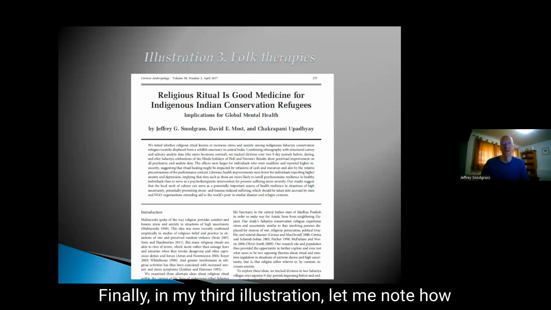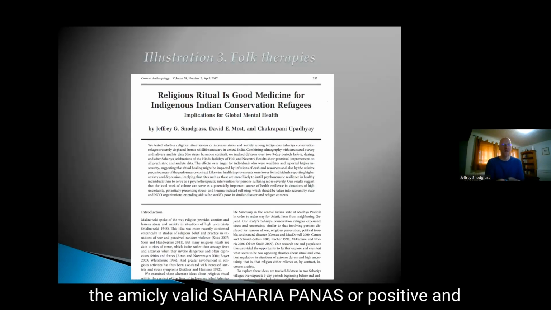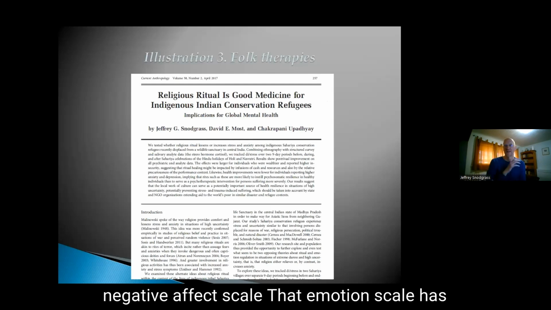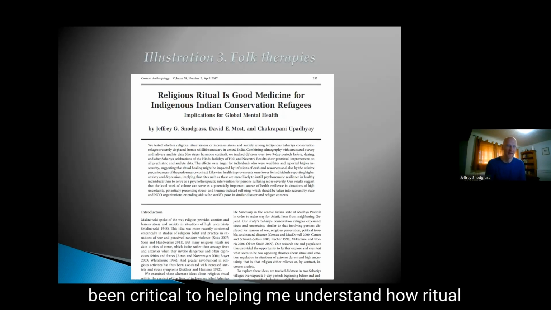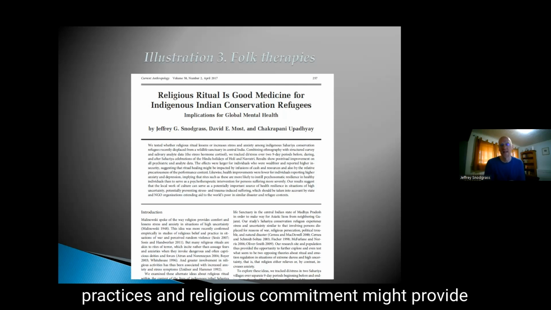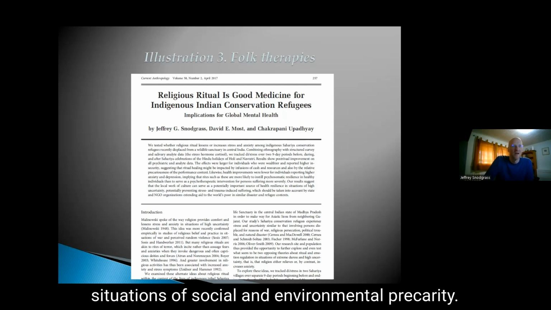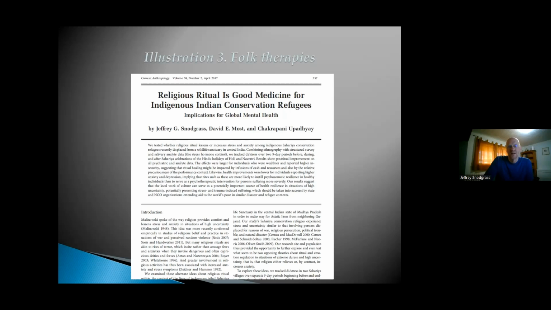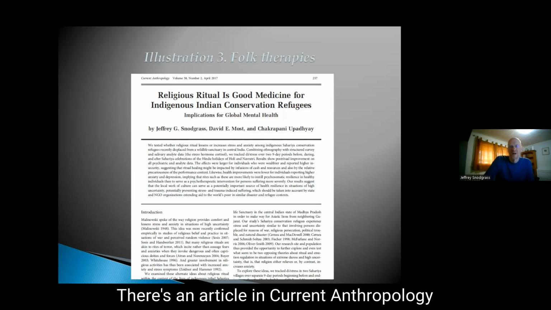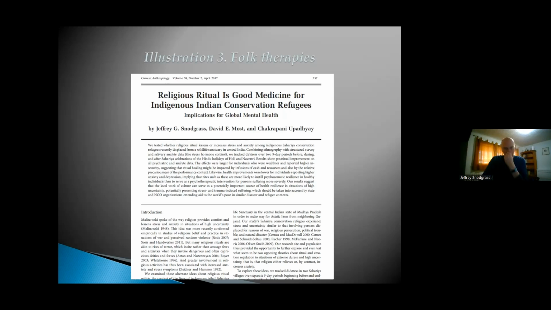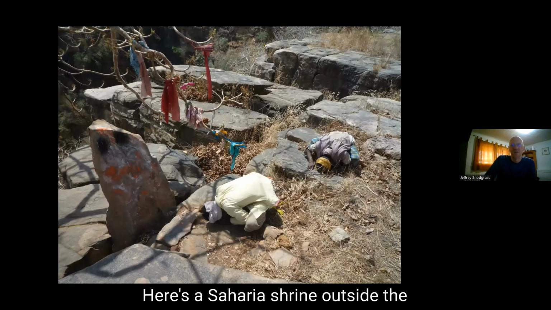Finally, in my third illustration, let me note how the emically valid Sahara PANAS, or positive and negative affect scale, that emotion scale, has been critical to helping me understand how ritual practices and religious commitment might provide sources of well-being and resilience, especially in situations of social and environmental precarity. There's an article in Current Anthropology if you're interested in this topic. Here's a Sahara shrine outside the forest village I showed you earlier.